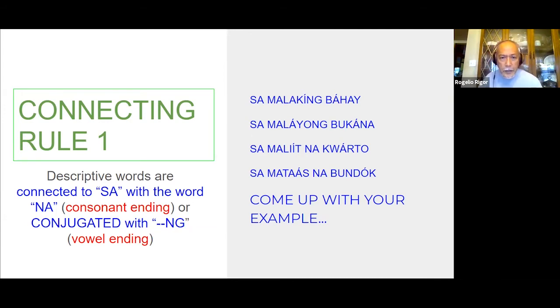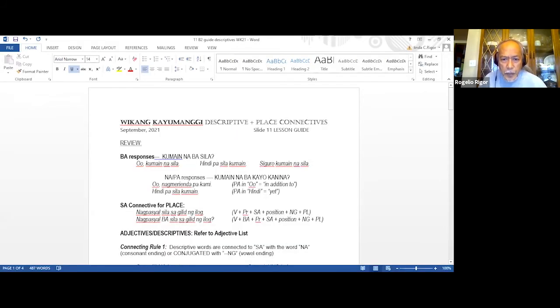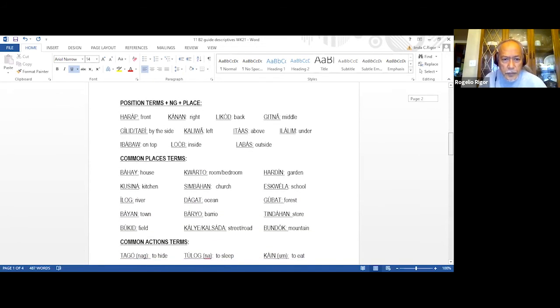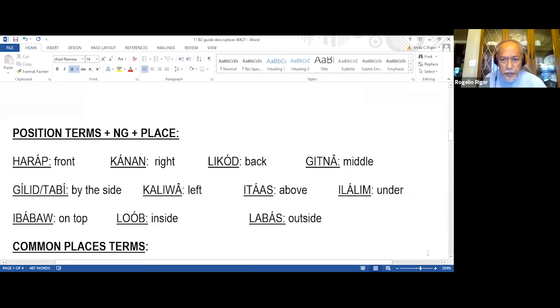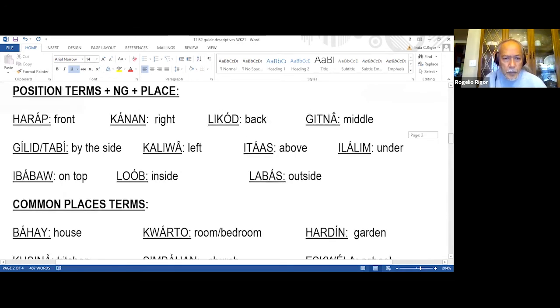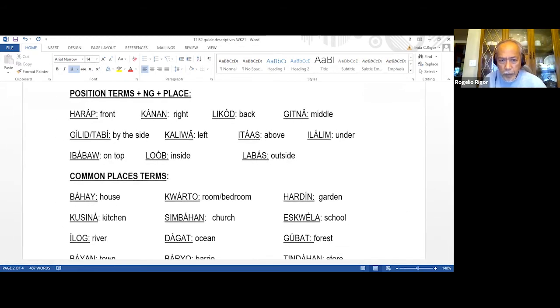So with that, with the example from your guide sheet, can you come up with your own example with the connective of na? So let's see. I could probably show the guide sheet here for now. There it is. So we have it here. There you go. There's your common place. And then there's your descriptive. Okay. Can you see it? Okay, there.